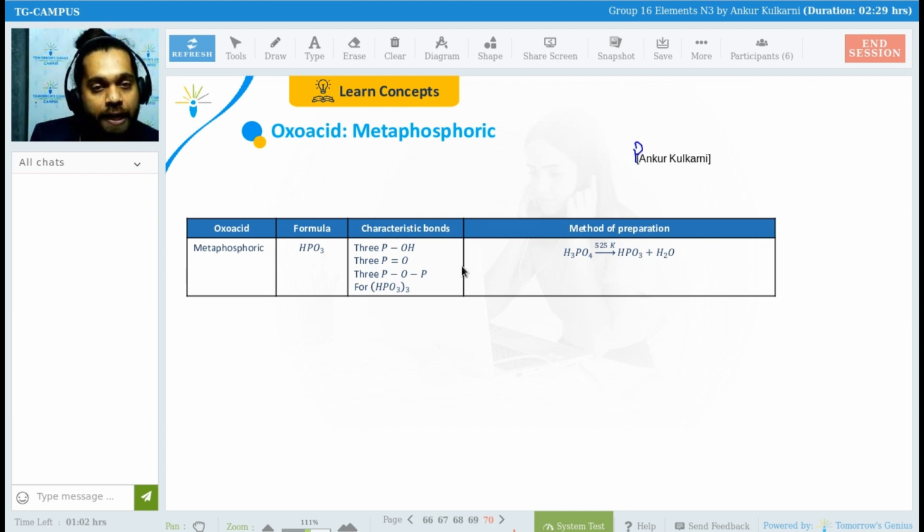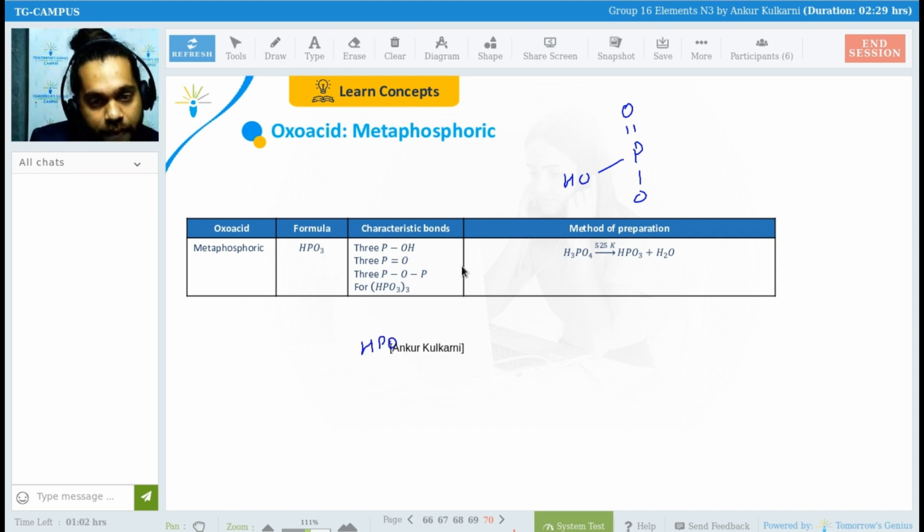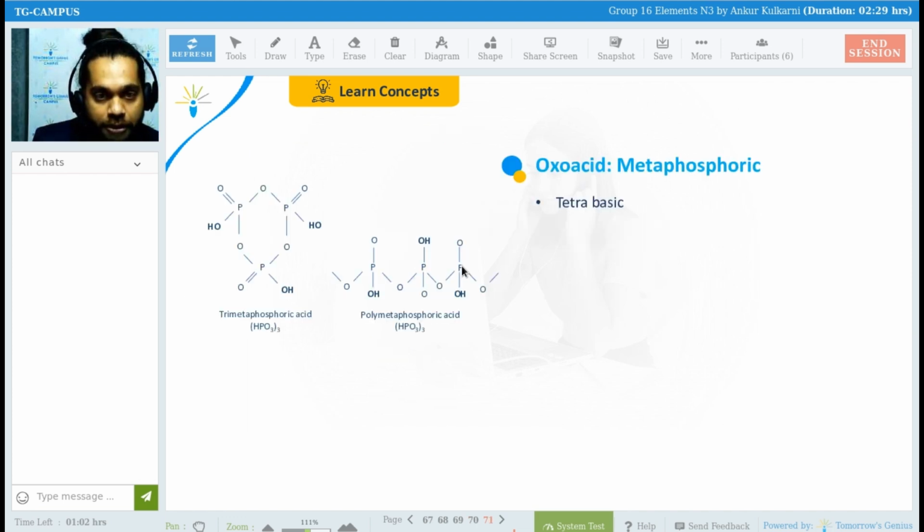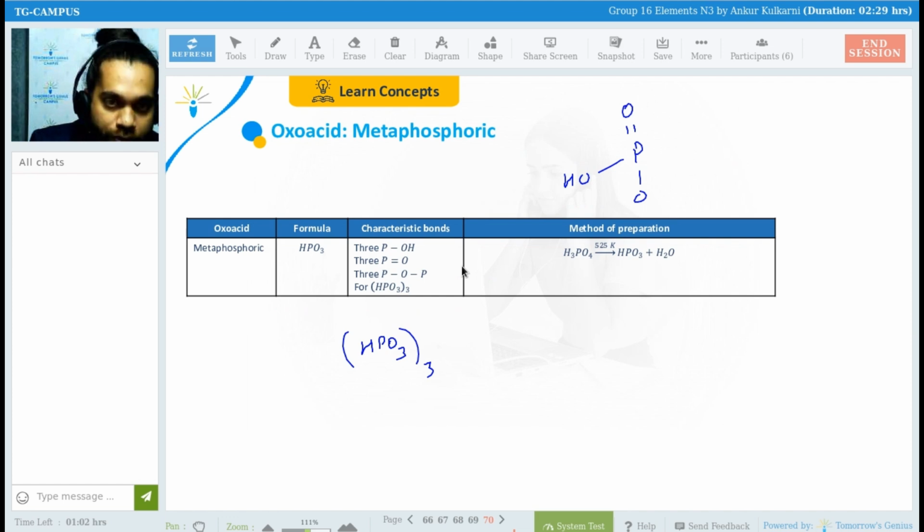Now do not draw it like this. HPO3, so P double bond O, O, O, with hydrogen over here. Now HPO3, only one hydrogen, is it? No. Actually, this is (HPO3) thrice. It is a kind of polymer of HPO3. Look over here. This is not an open structure. This is a cyclic structure.